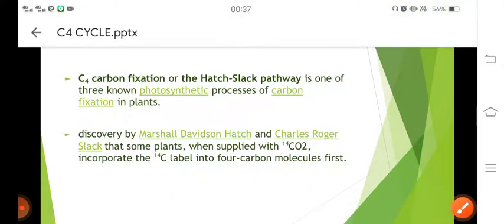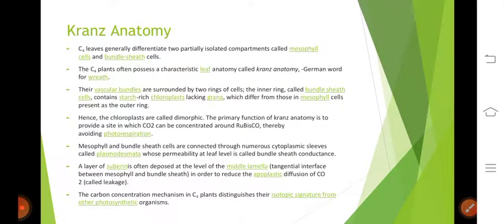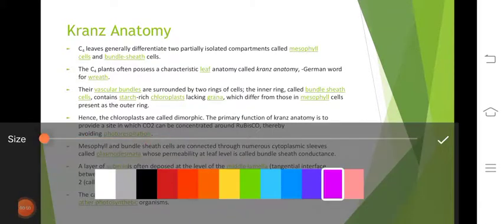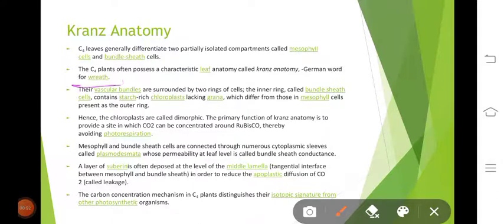Now in these C4 plants we see a specialized anatomy in the leaves called Kranz anatomy. Kranz is a German word which means wreath, that is, a bouquet. Wreath means the arrangement of something in the form of a bouquet, like flowers arranged in a particular pattern. Similarly, in Kranz anatomy, the chloroplasts are arranged in the mesophyll cells and in the bundle sheath cells in the form of a wreath.